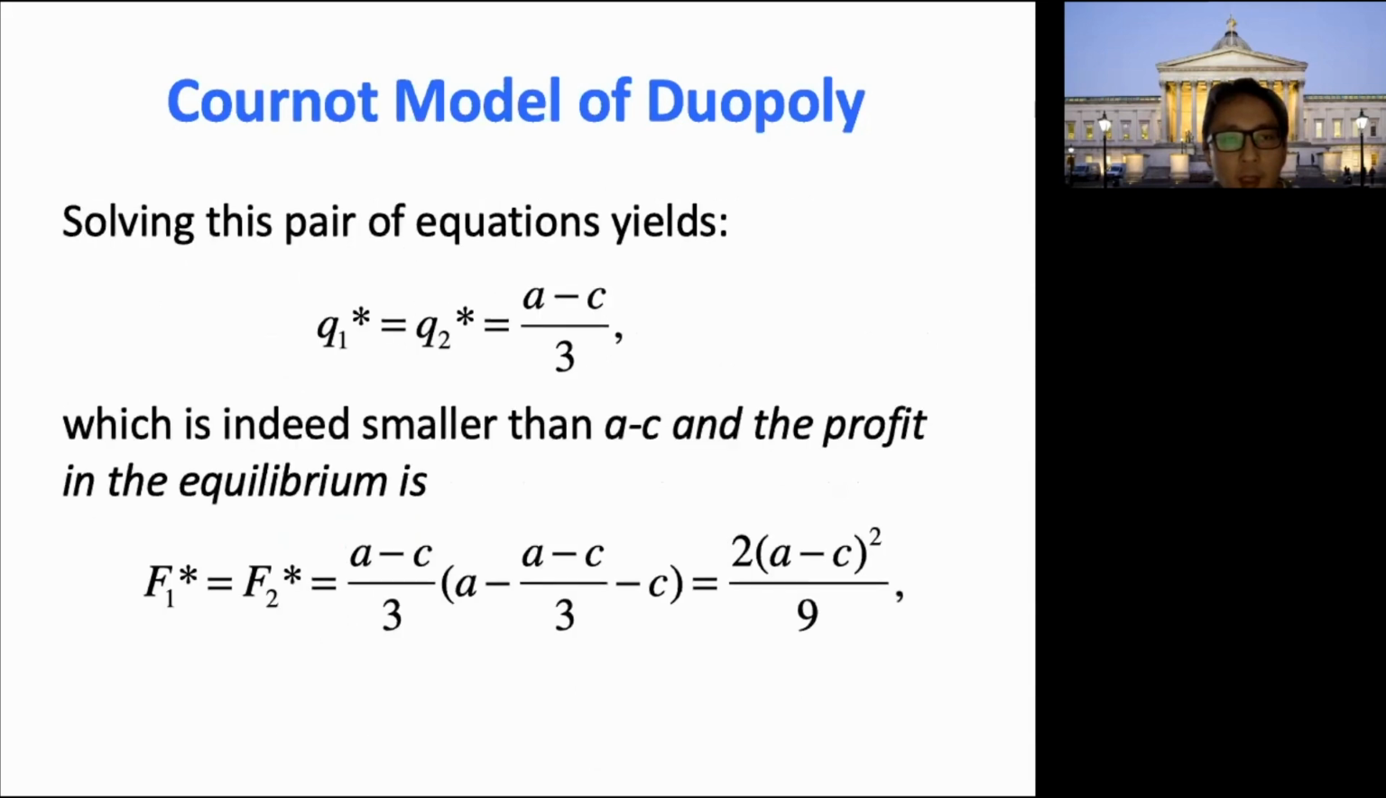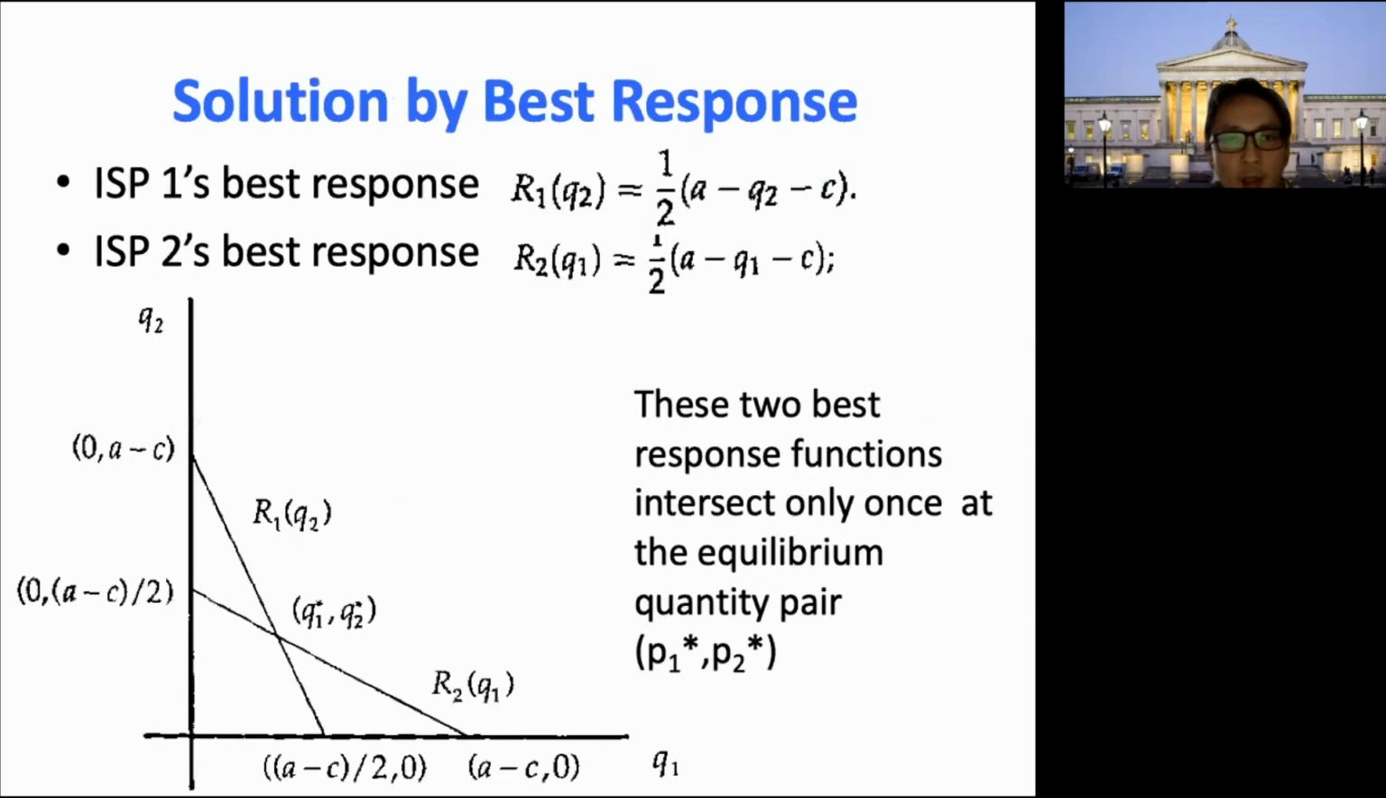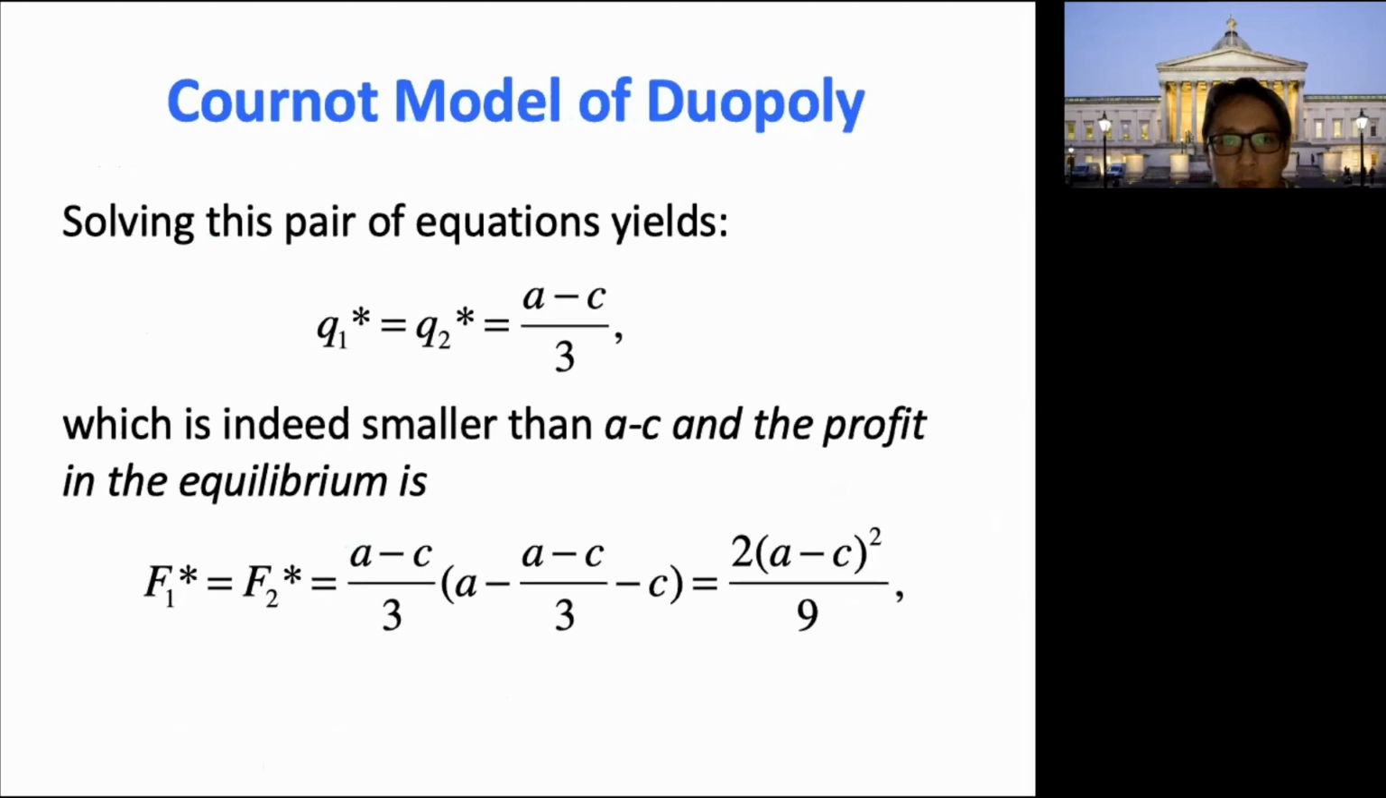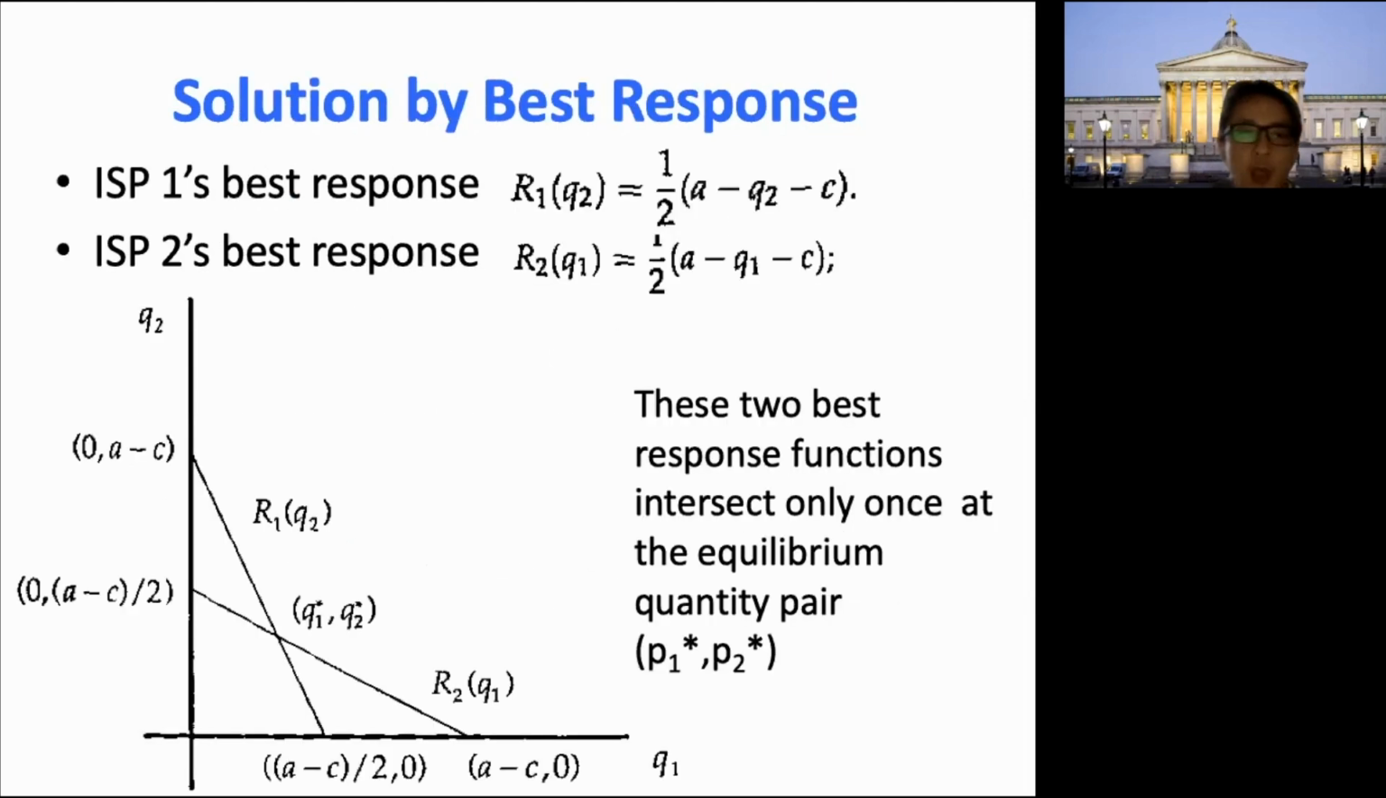So the solution is basically (a minus c) divided by 3. That's the quantity you can find. So this is the result. We will illustrate it to try to make sense of it. You can also think about the best response. Remember, we have this best response correspondence. In this case, it's actually a best response function, where you have only one solution rather than multiple best responses.